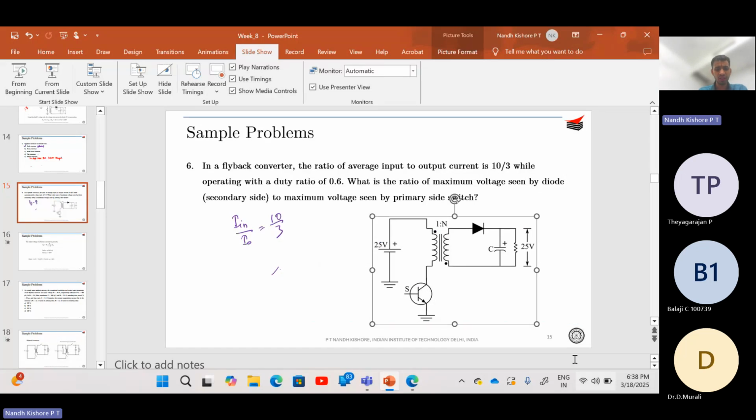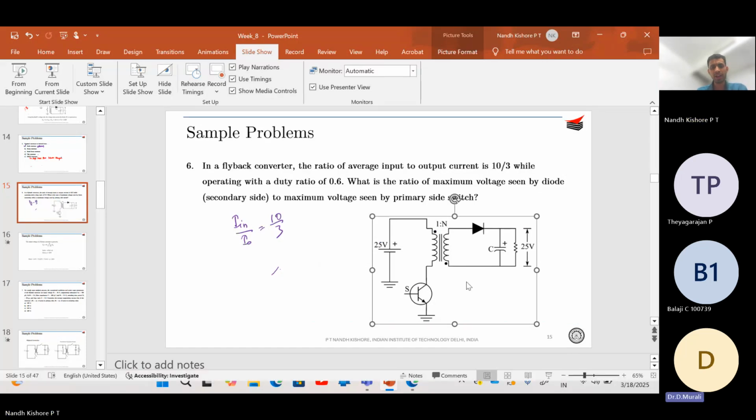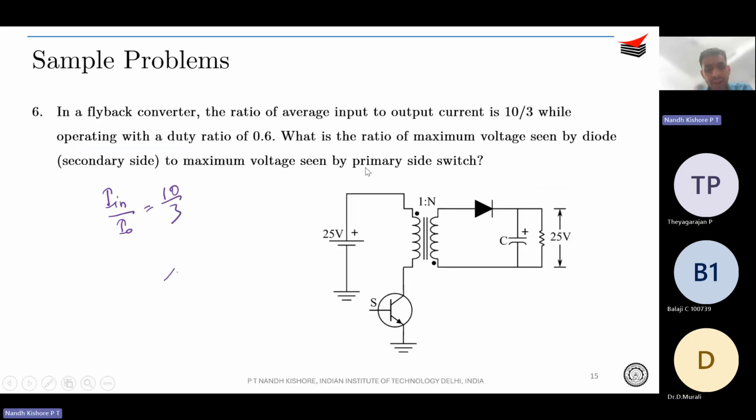So shown over here is a flyback converter. Neglect the values of the input and output that are given, but what we require is the ratio of maximum voltage seen by the diode to the maximum voltage seen by the primary side switch. That is, what is the voltage of the diode divided by the voltage of the device Q or Vs. So we just solved this in the previous problems.